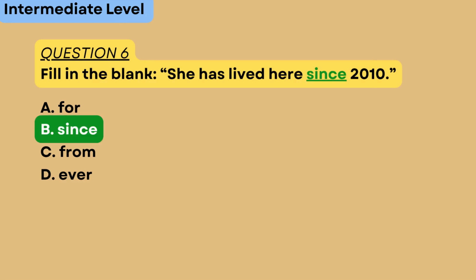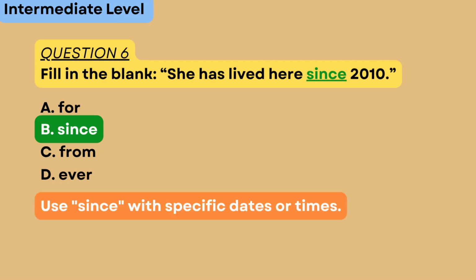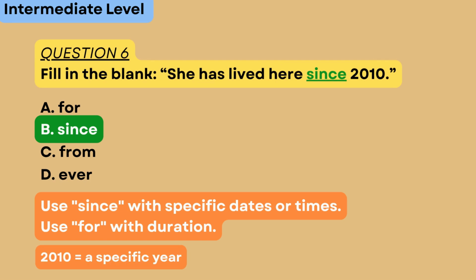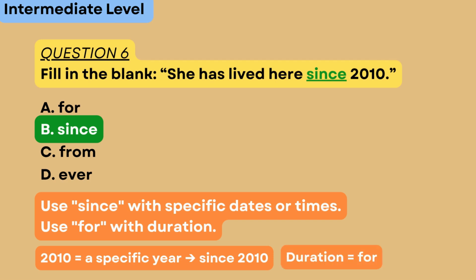Yes, it's B. Since. She has lived here since 2010. Use since with specific dates or times. Use for with duration. 2010 is a specific year, since 2010. Or if you are mentioning the duration, use for, like for 15 years.